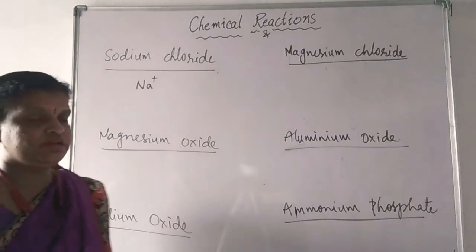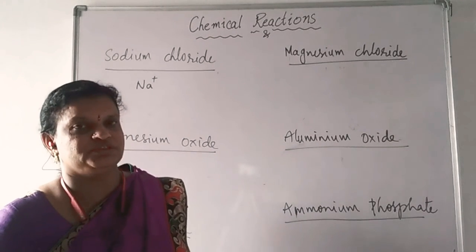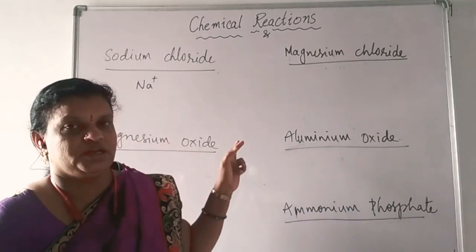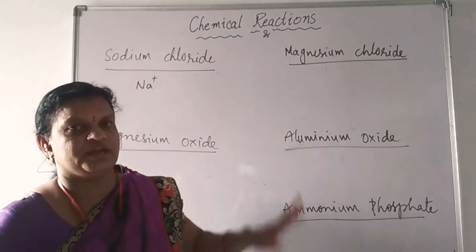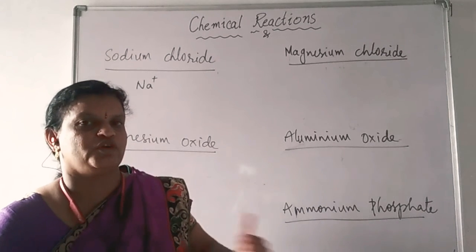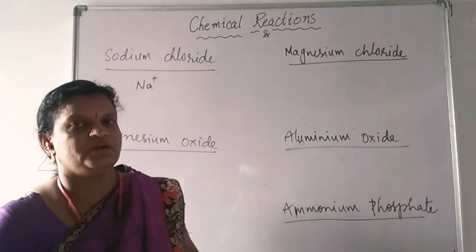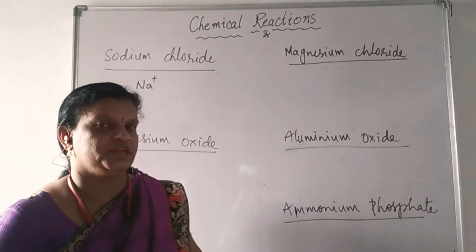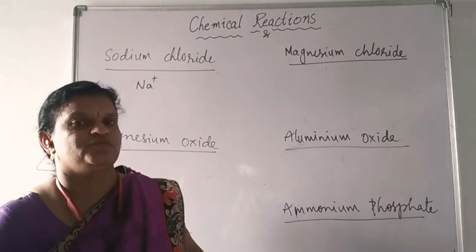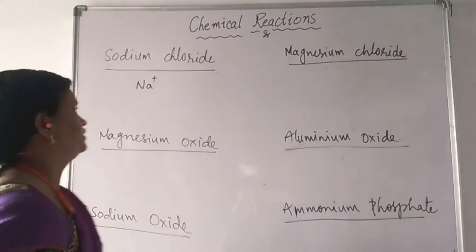And just to remember, in many of the ionic compounds, we will write the metal, the cation, first, followed by the anion. Only in the organic compounds, we will write the anion first, followed by the cation. In all the remaining inorganic compounds, we will write the cation first, followed by the anion.